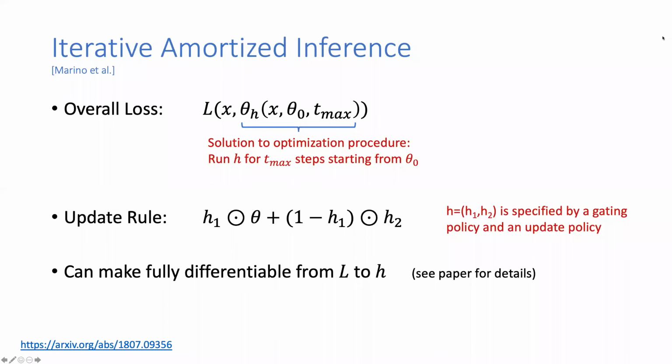That's the basic idea. This basically decouples the prediction of a step size, element-wise, from the prediction of a direction. And again, there's a way to integrate both H1 and H2 to make this whole thing fully differentiable from L to H. You can see the paper for details, and we'll talk about some of these next week.